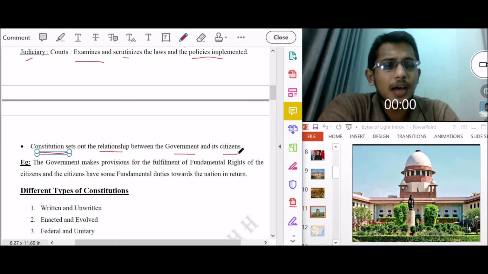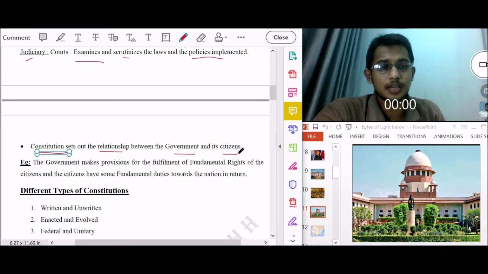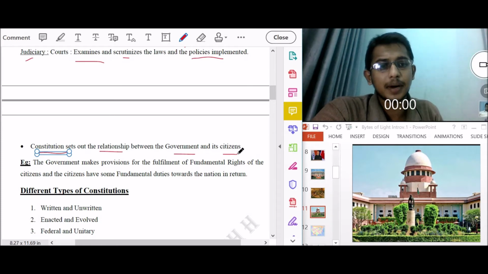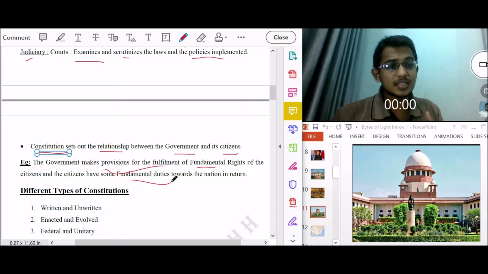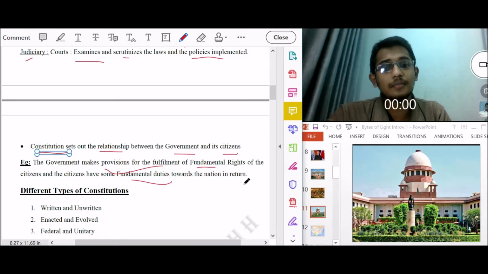As you know, we all have some fundamental right, and this fundamental right is provided to us by the constitution and it is implemented by the government. And when the constitution gives us fundamental rights, what do we have towards the constitution? We have some fundamental duties. So that is the relation between the citizens and the government that is set out by the constitution. So here we end the lecture about our constitution.